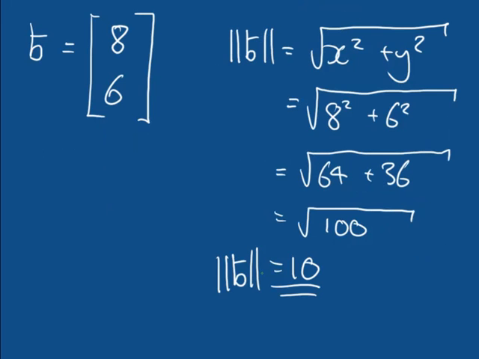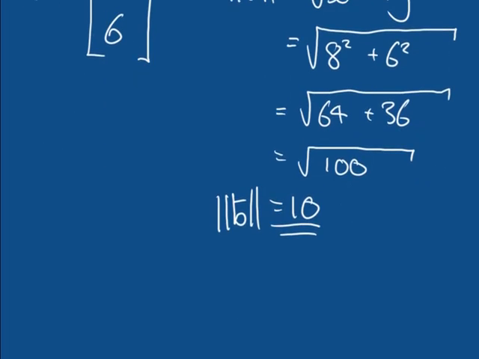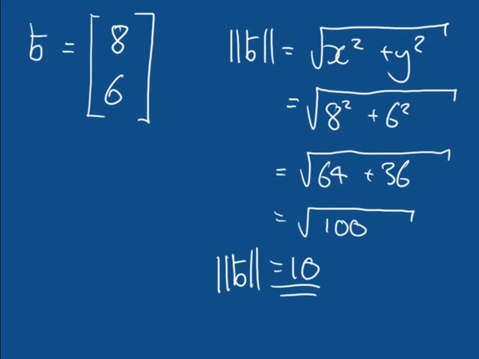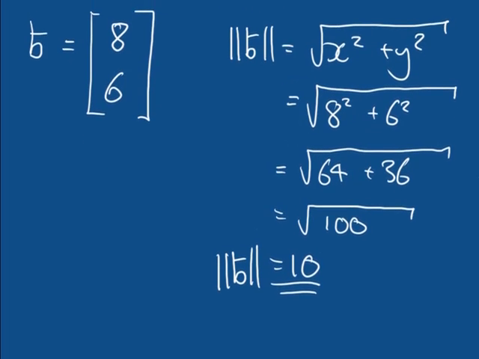So the magnitude of B in this case is equal to 10. Well, why is the magnitude useful to us? Well, there's multiple different reasons really why the magnitude is useful to us. The first reason that comes to mind takes us back to when we first introduced the idea of vectors. And we introduced the idea of vectors by talking about velocity.